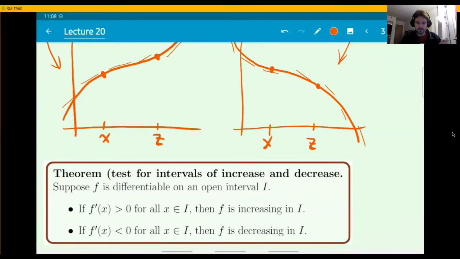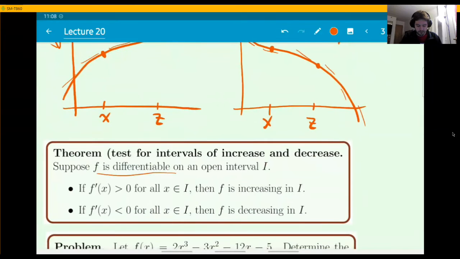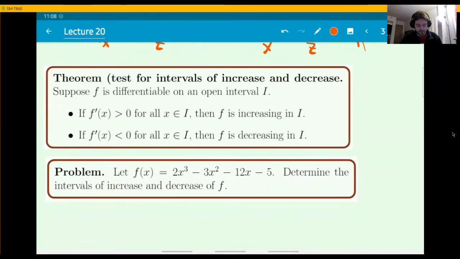This is called the test for intervals of increase and decrease. So it works like this. If you have a function that is differentiable on some open interval I, if the derivative is always positive in that interval, then the function is increasing there. And similarly, if the derivative is always negative, then it is decreasing. So a result like this allows you to quickly find what's called the intervals of increase and decrease of a function, which just means, find the locations where this function is increasing and decreasing.